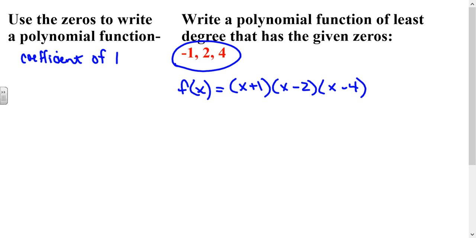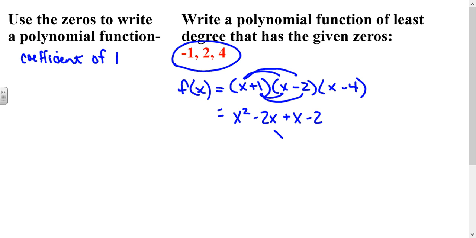Now technically, this is a function, but I want to actually simplify it and work it all the way out. So I need to multiply these three binomials together. So I'm going to double distribute these first two. And so I would get x squared. x times x is x squared. x times negative 2 would be negative 2x. 1 times x would be x. And 1 times negative 2 would be negative 2.